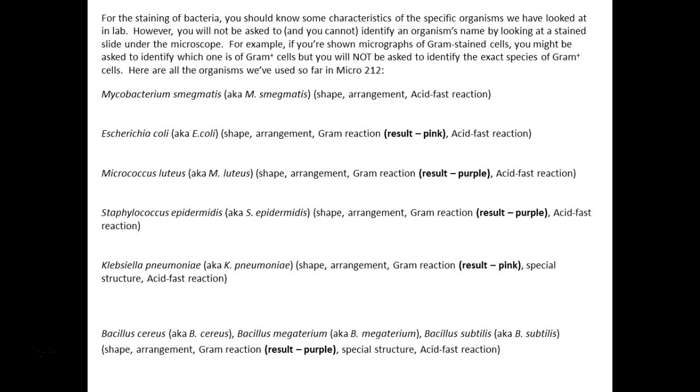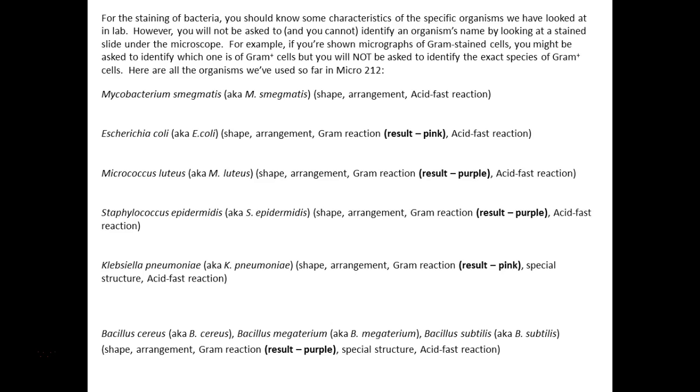Klebsiella pneumoniae. What special structure does this one have? Why did we stain this one last week? Cause a really bad pneumonia. It has a really big capsule. What shape was it? It was a rod. If we were to gram stain it, it would come out pink. So that's gram negative. It doesn't have a characteristic arrangement. We would say it's singular.